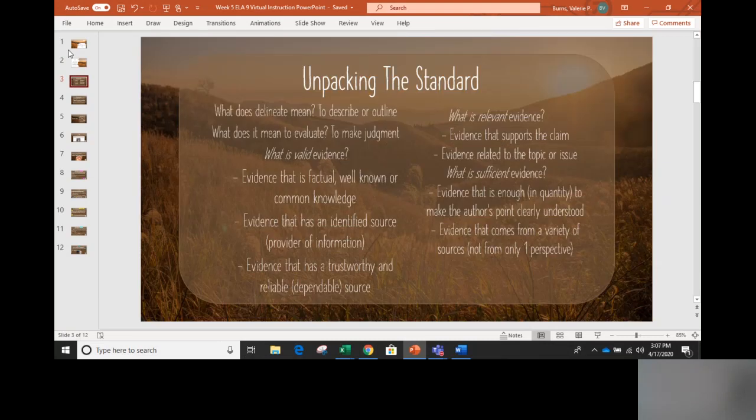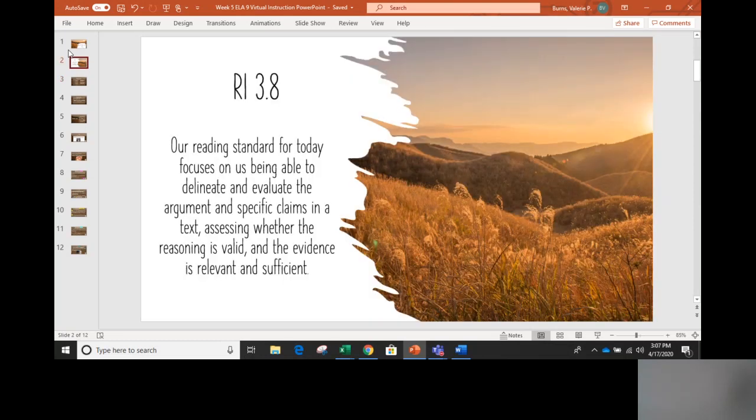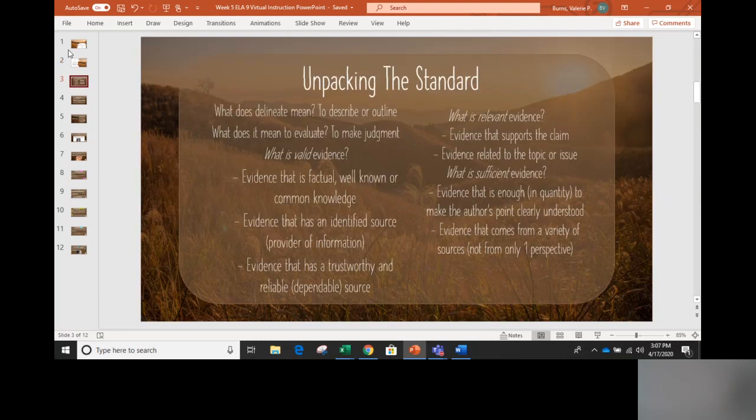So let's just kind of clarify some of these terms. These terms that we're looking at are valid, relevant, sufficient. Also delineate and evaluate, because sometimes we're not sure what those terms mean, especially when we look at them in the sense of the standard. So what is valid evidence? Valid evidence is evidence that is factual, well-known, or common knowledge, evidence that has an identified source or provider of information, evidence that is trustworthy and reliable, meaning just dependable.